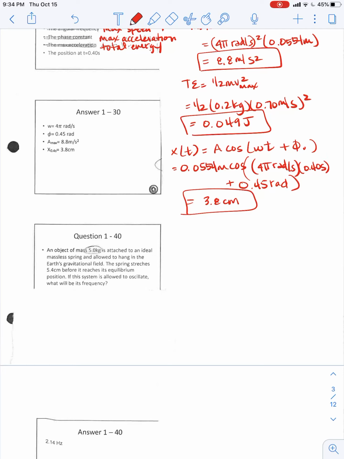This one says that an object of a mass of 5 kilograms is attached to a massless spring and allowed to hang in the Earth's gravitational field. The spring stretches 5.4 centimeters before it reaches its equilibrium position. If this system is allowed to oscillate, what will be its frequency?